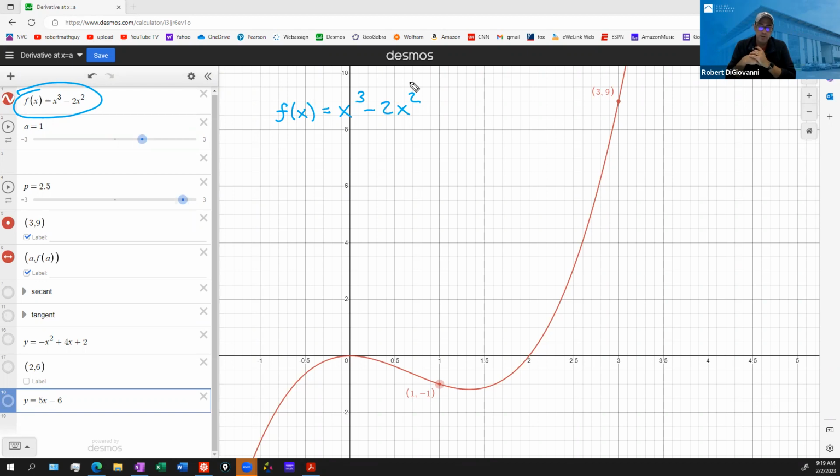Do you all see that those 2 points that we just found live on that graph? One of the points here, 1, -1, lives on the graph, and then this point 3, 9 lives on the graph. And what we did is we found the equation of a line that goes through those 2 points. What we really want to do in this class at this point is this.